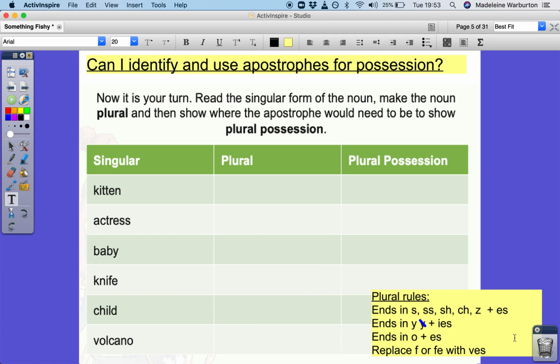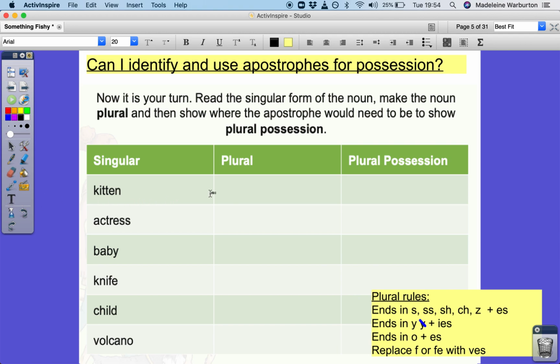So if we look at our plural rules down the bottom, if it ends in an S, SS, SH, CH, Z, then we add an ES. If it ends in a Y, we get rid of the Y and we add IES. If it ends in O, we add ES. And we always replace an F or an FE with a VES. So let's have a go at a couple.